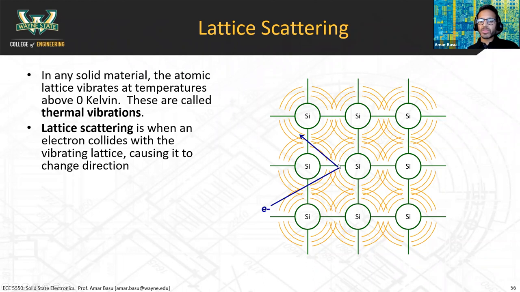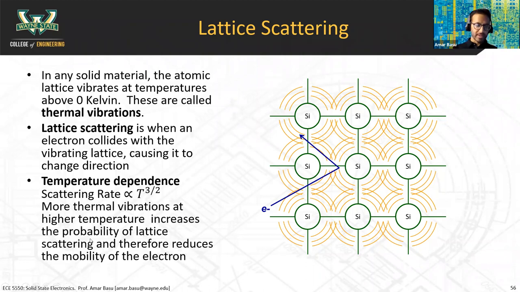It turns out that the more vibrations you have in the lattice, the more the atoms are vibrating, the more likely you are to have a collision. The way I like to think about it is, imagine someone trying to kick a soccer ball at the goal. Think of the soccer ball as an electron, and in front of it you have a goalie, moving their hands around, vibrating their hands like this. If the hands are moving around a lot, there's a greater probability that the soccer ball will collide with the hand, and the goalie will be able to prevent it from going into the net. So the more vibrations there are, the more likely there is for a collision to happen.